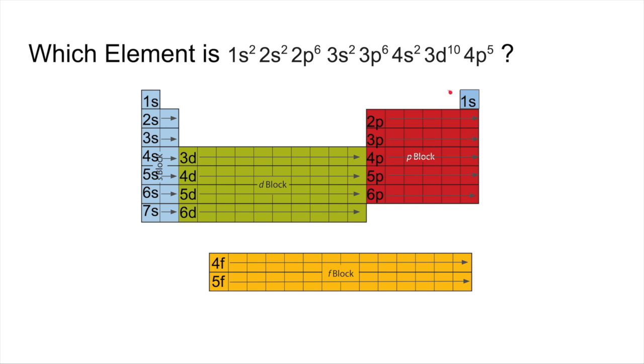So 1s2, 2s2, 2p6, 3s2, 3p6, 4s2, 3d10, 4p1, 2, 3, 4, 5. So this element right here, that's going to be your answer, and that's bromine. So bromine would be the element with this electron configuration. So I just want to point that out, that that's a question that you might see.